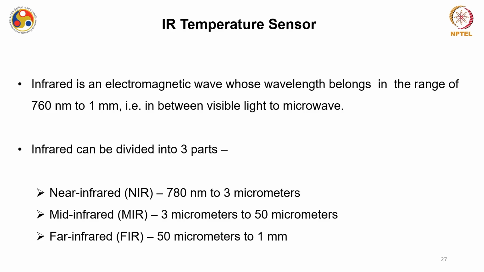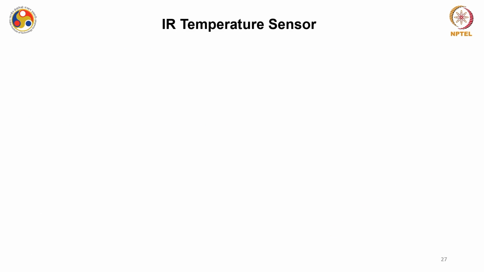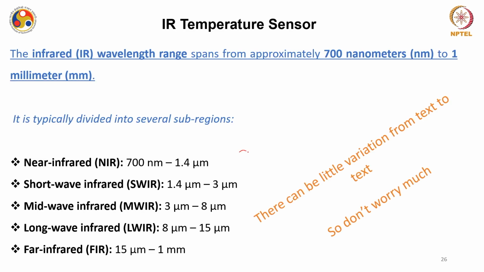So near infrared is anything from 760 nanometer to 3 micron, mid IR is anything from 3 micron to 50 micron, and far infrared is from 50 micron to 1 mm. So definitions can be exhaustive. However, in this course we will be following these notations. Near infrared is anything from 700 nanometer to 1.4 micrometer, then short wave infrared is 1.4 to 3, mid is 3 to 8, long is 8 to 15, and far is 15 micrometer to 1 millimeter. So we will be utilizing this particular notation throughout the course.